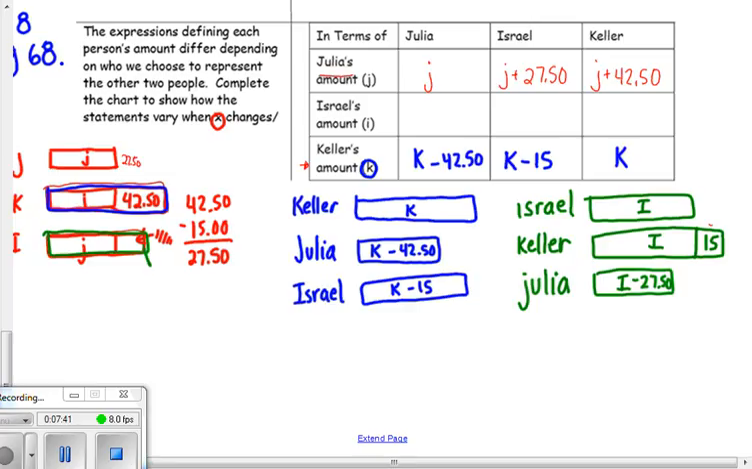Filling in the line for Israel. Israel's amount is I. Julia's amount is Israel minus 27.50. And Keller's amount is Israel plus 15, 15 more than Israel. And that concludes that section of the lesson.